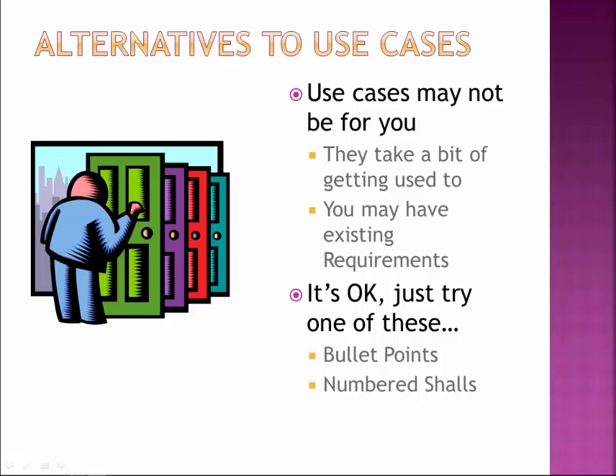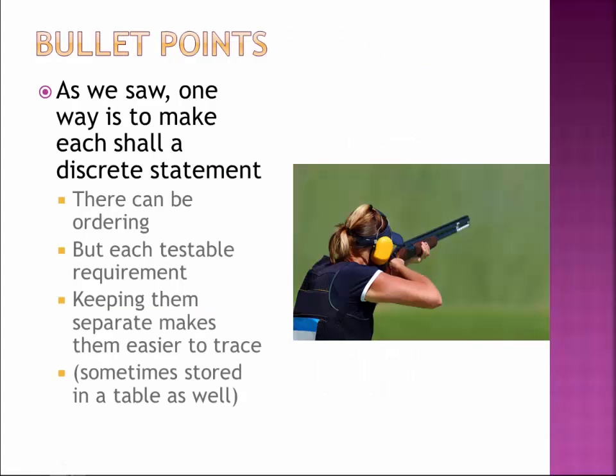There's a couple of different ways I'll talk about capturing them, where you can use bullet points, which is probably a numbered list or a table or something like that, or what I'm going to call numbered shells. This is probably what you're going to see examples of in some of the other literature and books, as opposed to use cases. So the bullet point approach is where we make individual discrete statements that give some rule about how the system's going to be built.